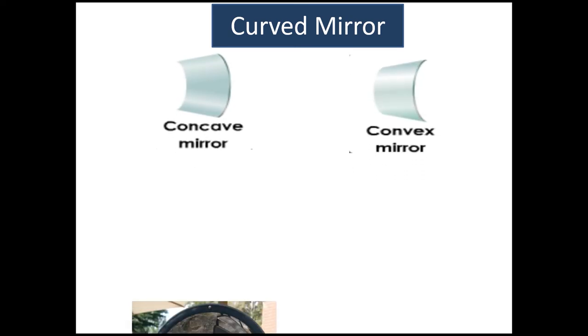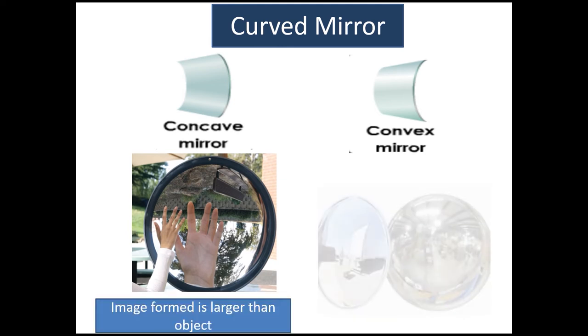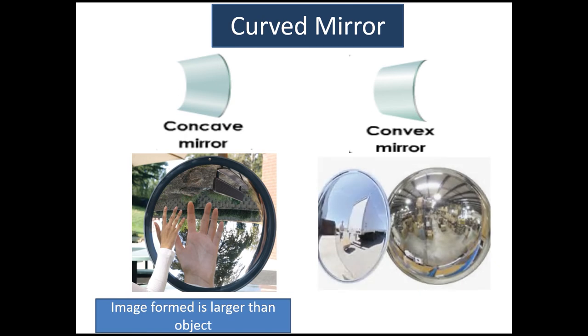Next, let's learn about curved mirrors. A curved mirror is a mirror with a curved reflecting surface. The surface may be either concave or convex. Concave mirrors produce images that are larger than the object, whereas convex mirrors produce images that are smaller than the object.